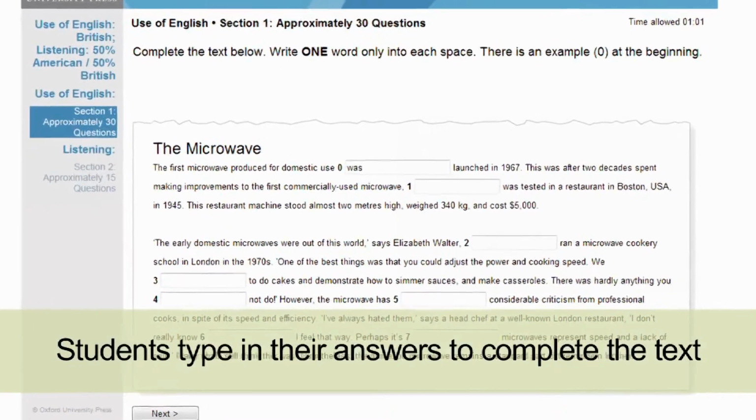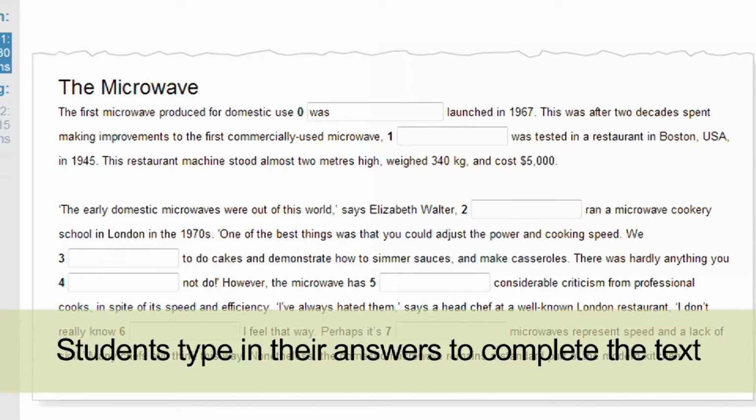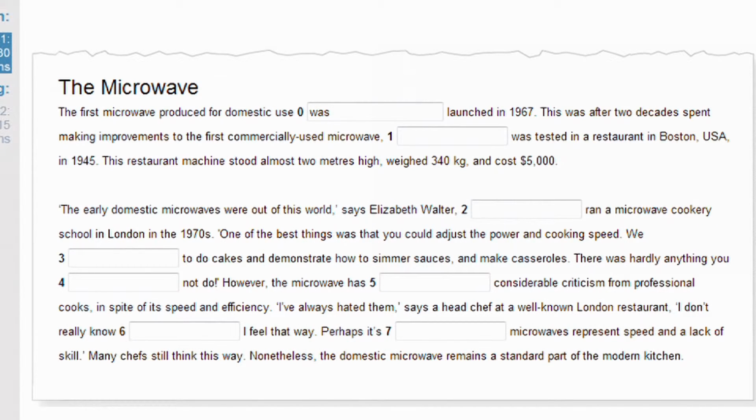At the end of their use of English section, students are given a cloze question where they have to type in their answers. This type of question tests both form and meaning in a particular context. This example question is set at a high level.